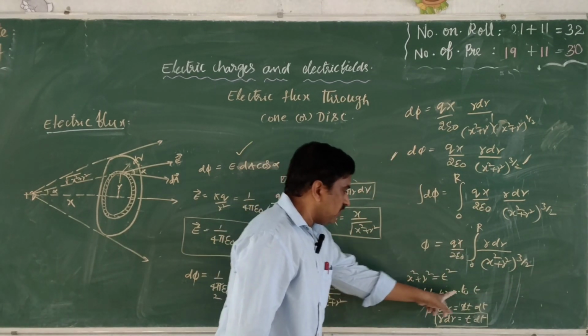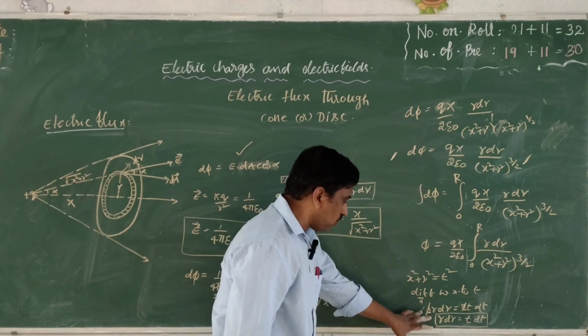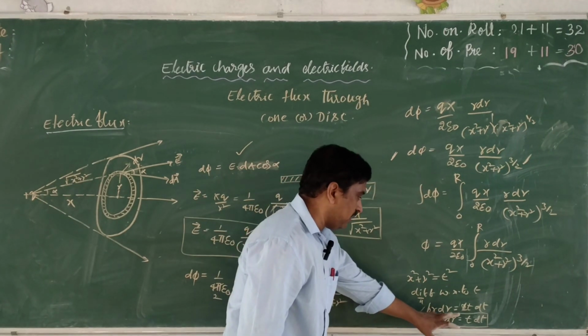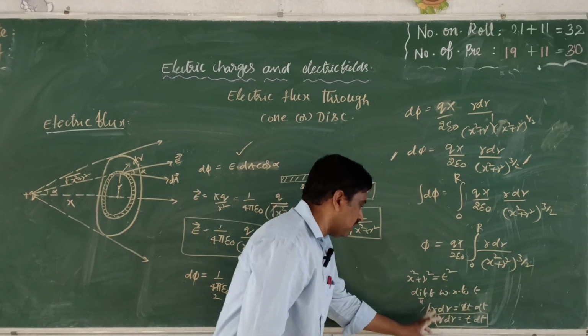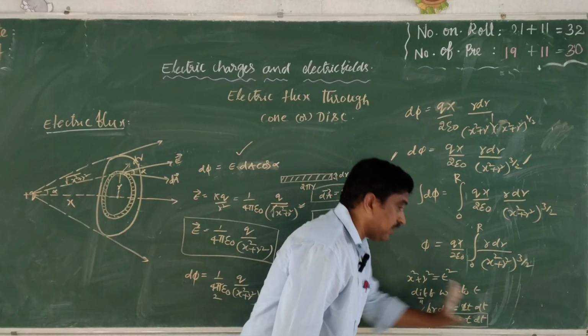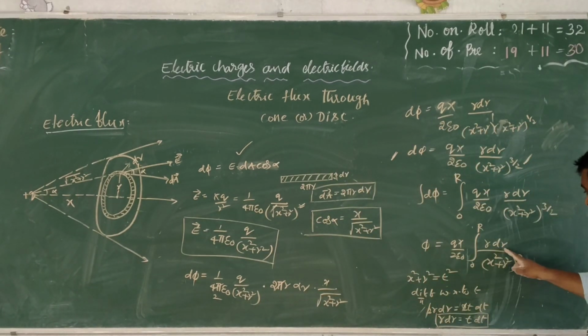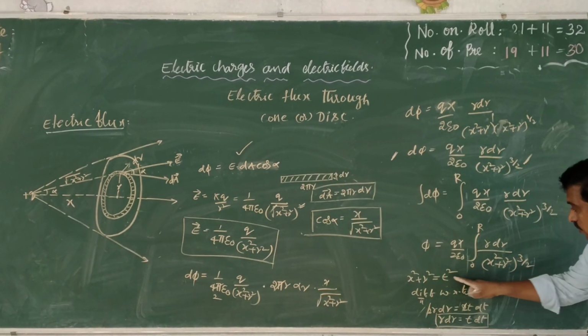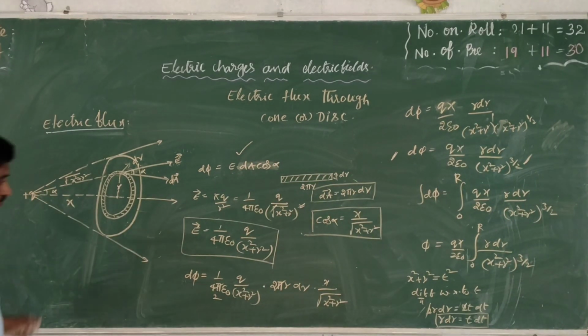Differentiating with respect to t, x square plus r square: the derivative of x square is constant, so 0, and r square gives 2r dr, which equals t square giving 2t dt. The 2s cancel, so r dr equals t dt. So wherever r dr is there, we can write t dt, and x square plus r square we can write as t square. So I write now here.